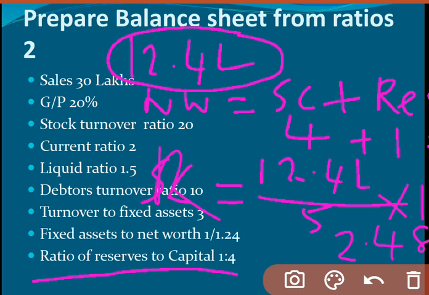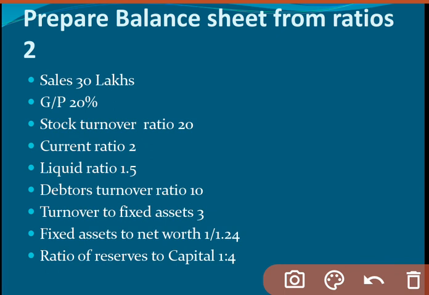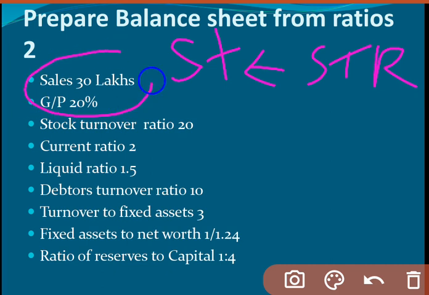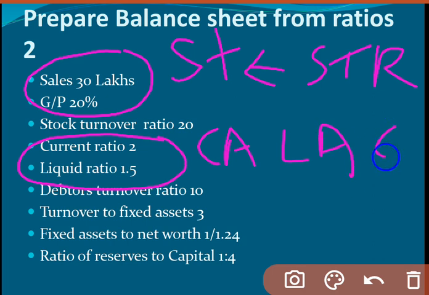This is how we will prepare a balance sheet based on the values. The first thing, I am repeating, is that we have to calculate stock. Stock can be calculated based on the stock turnover ratio. So first look at sales and gross profit or cost of goods sold. Based on this we can identify the value of stock. Secondly, based on stock value, we can find the difference between current assets and liquid assets, that is the stock. So we can find current assets, liquid assets, current liabilities, etc.